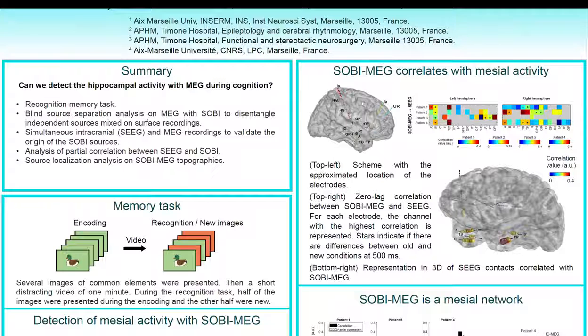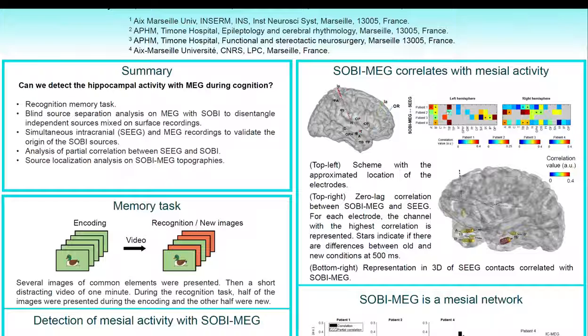Here is a scheme of all the electrodes that we have used. And here we have summarized the results. For each electrode, we have selected the channel with the highest correlation with the SOBI component. Also, we have marked with some stars those electrodes that have at least one channel with differences between old and new images around 500 milliseconds.